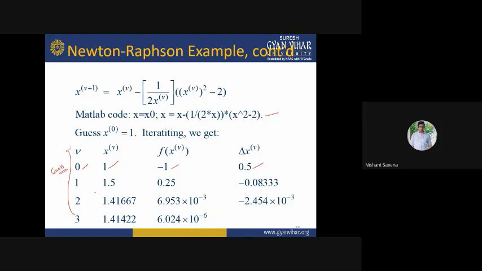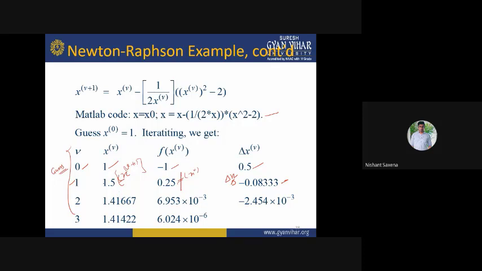Okay, then after this, for the first iteration, when we calculate it, it will be coming to be the updated value. This is what? X of v plus 1. Okay, this is your updated value. And after this, this is your f of xv. Okay. And after this, you will be calculating this value. Okay, then the deviation is coming to be minus 0.0833. This is your delta x.